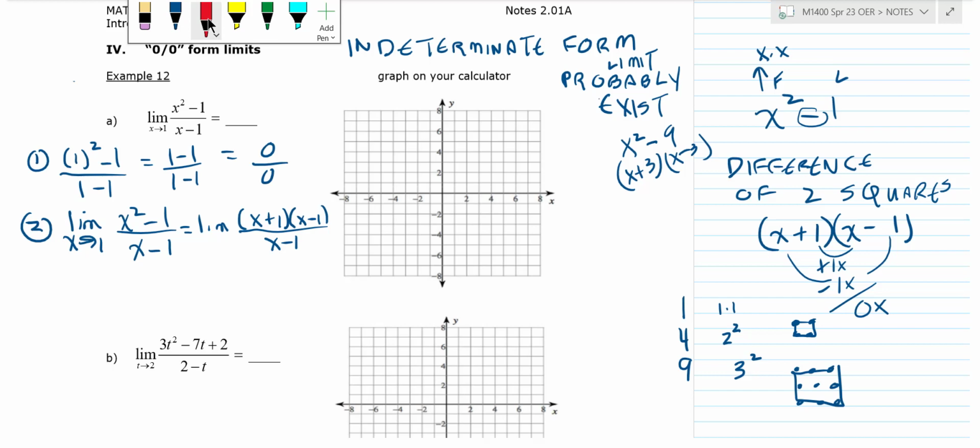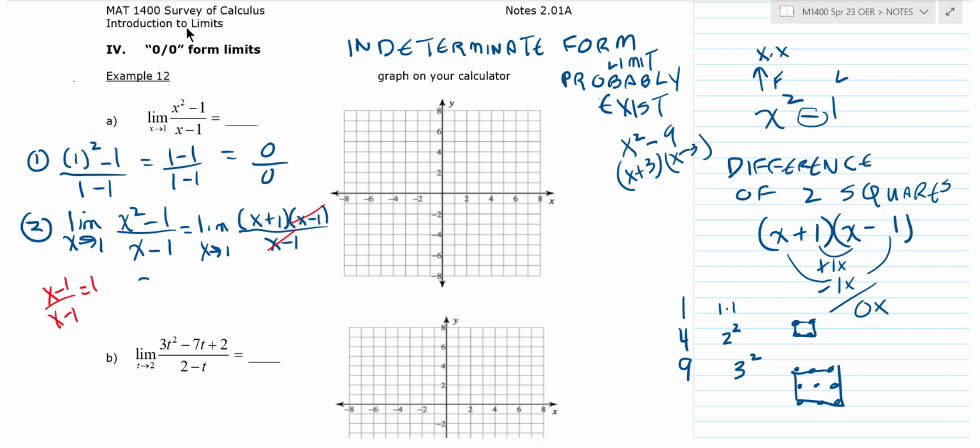Well, what's going to happen is that's 1. If you have x minus 1 over x minus 1, that's equal to 1. So we've just divided it out. I like to think of canceling, I prefer to think of it as removing factors of 1. That's a good way to teach that, I think. So I'm removing a factor of 1. So I'm left with the limit as x goes to 1 of the linear function x plus 1.